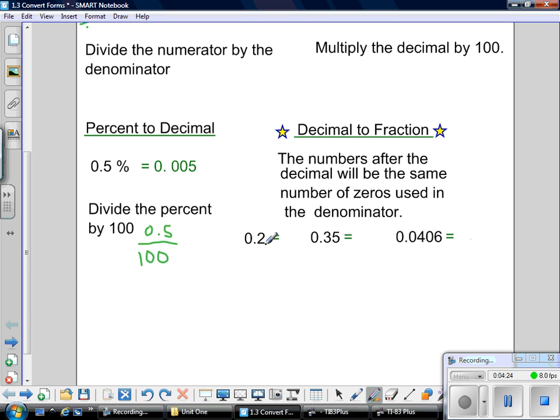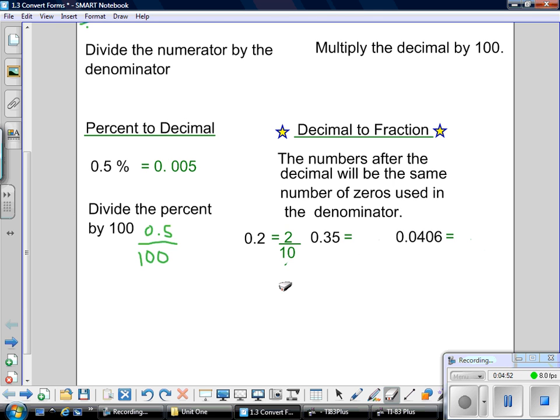I have 1. So that means on the bottom, I am going to have 1 0. So I'm going to have 10 on the bottom, and I'm going to replace the decimal 2 with just the number 2. Okay, so the number of decimal places after the decimal is the number of zeros in my denominator.